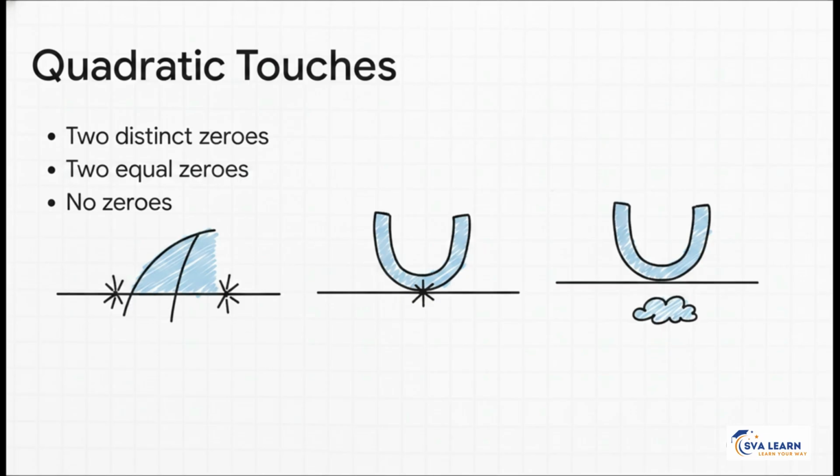Or what if we shift the parabola entirely above the x-axis? Then it just hovers there. It never intersects the ground at all. In that scenario, the quadratic polynomial has absolutely no real zeros.